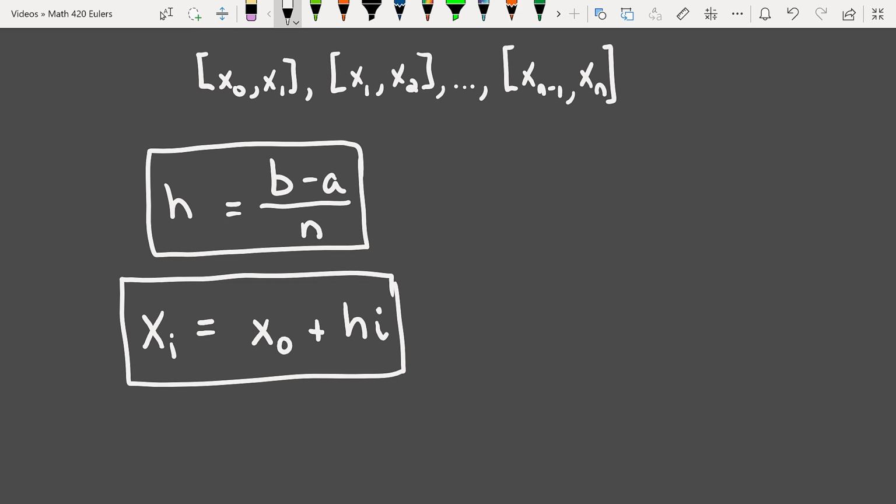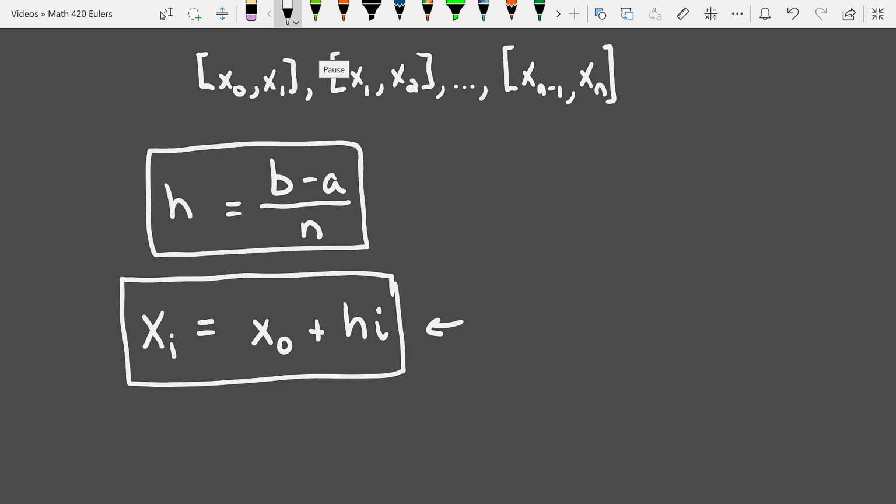Now, to be honest with you, you don't actually deal with that second formula very much, because what you're going to do with numerical techniques for solving differential equations is, in the long run, code them into some type of program, either using some type of scripting, or an actual coding language, or you might just use Excel or Google Sheets. But in the long run, you're not going to store all of these x sub i values.